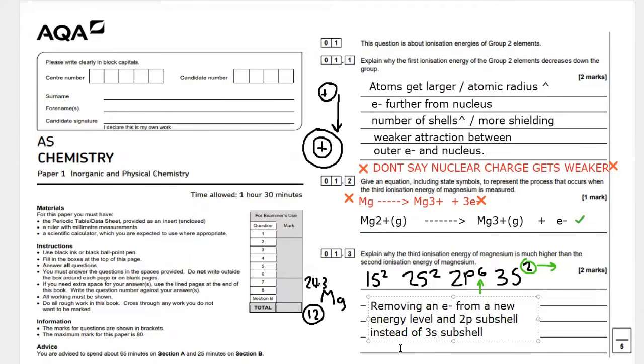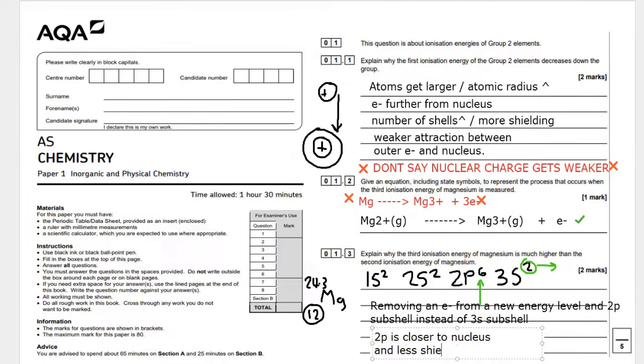Well, 2p is closer to the nucleus and less shielded. I can't spell shielded. There we go. So the key things here are that it's closer to the nucleus, so it's suffering less shielding, whereas the 3s electrons were shielded by the 2p electrons, so they were easier to remove. Also, we're cracking into a whole new energy level, which is a lot closer to the nucleus, so it's going to feel a stronger attraction, hence the higher ionization energy as you go through the subshells.